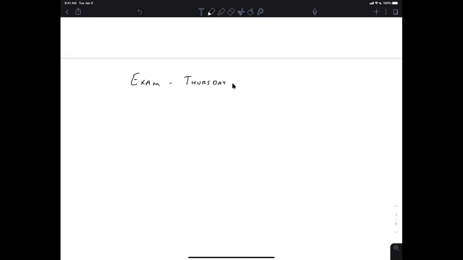The time limit won't be as much of an issue as it was on the last exam, but you'll have 24 hours, just like last time. So you can take it whenever you want within the 24 hours. When you start, your time will start, and so you have to finish it within your period. But you can take it anytime on Thursday.